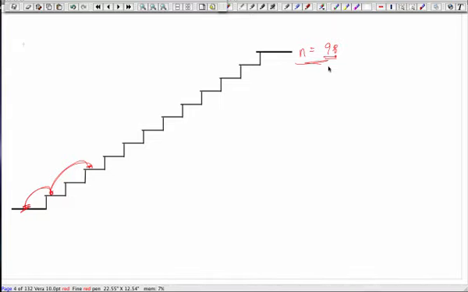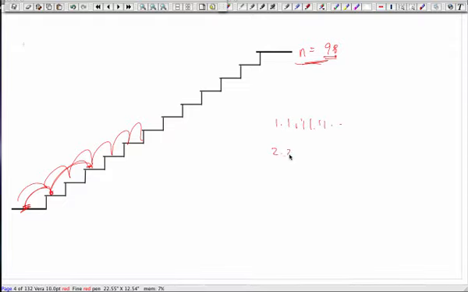Spend a minute and a half, 2 minutes, with your neighbor, talking about how many ways there might be to climb up to the top if you have an n-step staircase, and you take either 1 step or 2 steps at a time. Now let me give you an example. For example, one way to climb would be 1, 1, 1, 1, 1, 1, right? So you just take 1, etc.